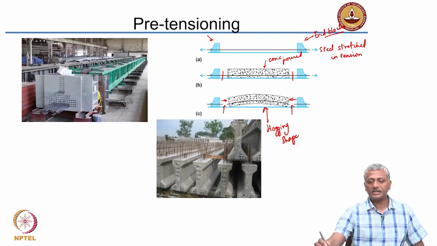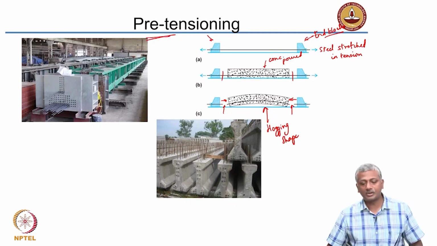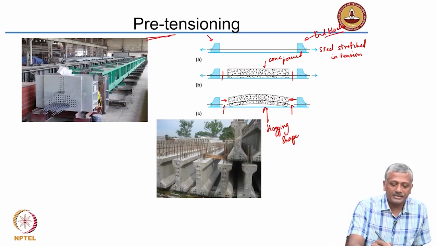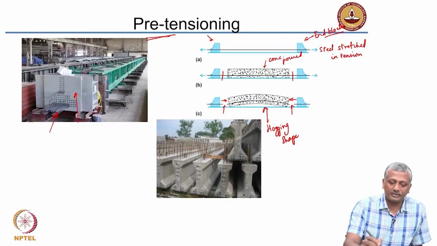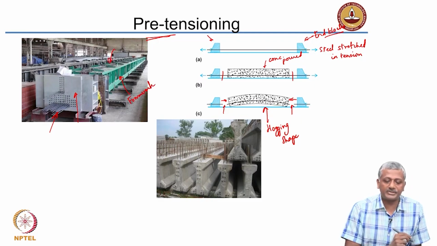So, that is called pre-tensioning, right? You can see here, this is the end block, these are the steel bars that have been stretched through the end block, this is the formwork, and the concrete is basically poured inside.